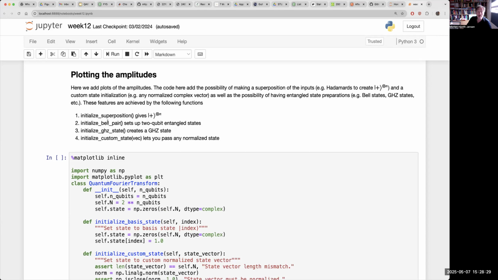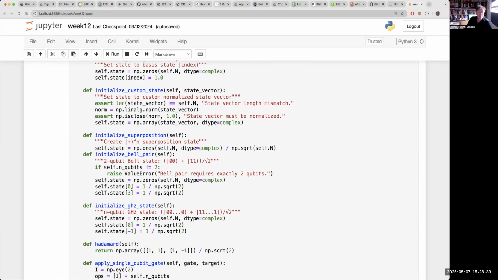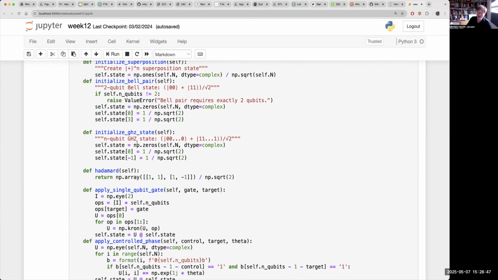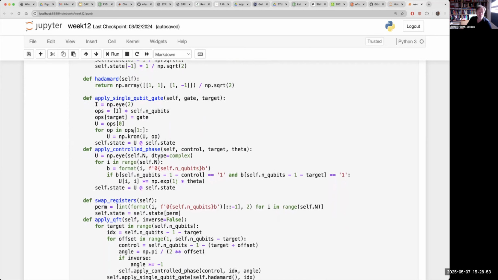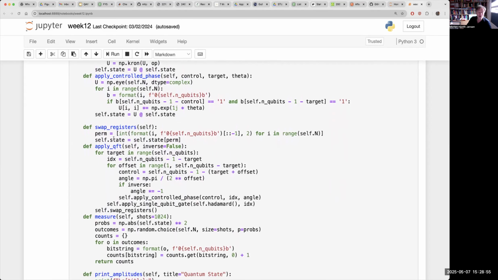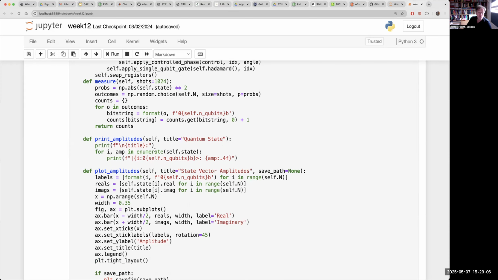So this code also allows you to have an entangled state as the initial states if you want to play around with that. And in this specific case, what we have done is to create an initial superposition if you want to do that. And then it also initializes a Bell state or GHZ state. And the rest is the same as before. So there's a Hadamard, there's a single qubit gate, there's a control phase gate, and then the swap registers. And then we perform the measurements. We simply count the number of occurrences of a given bit string, which is then set up here. And then we print the amplitudes.